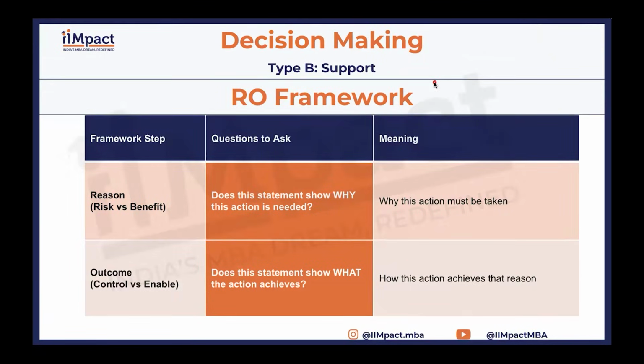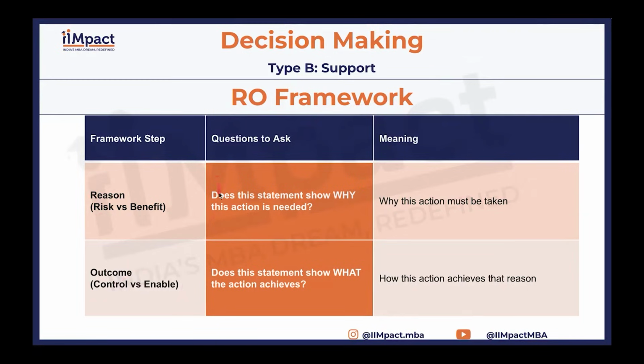So the next framework is for the support type of questions where you have to support the decision. Now, generally, we are saying that you have to support the decision, but it can go either way. They can ask you for this information will help you accept the decision, or this information will help you dissuade the decision. So you can have both positive decision impact and a negative decision impact as well. Reason, that is risk versus the benefit, and outcome, which is control versus enable.